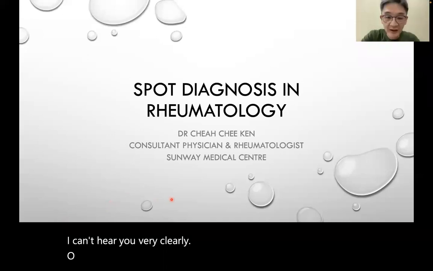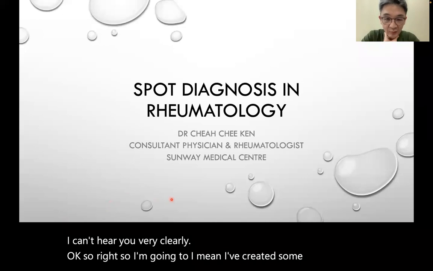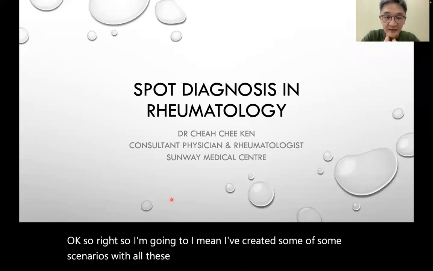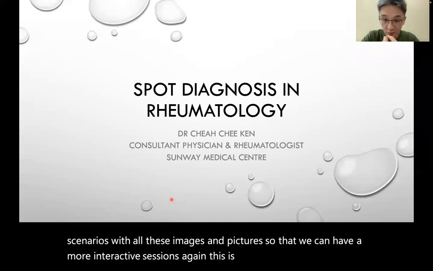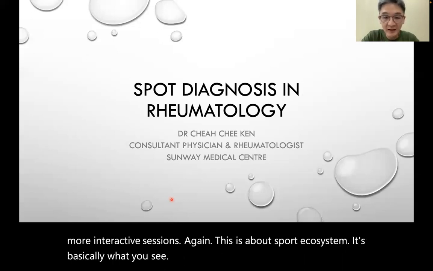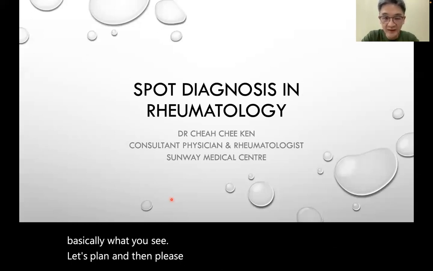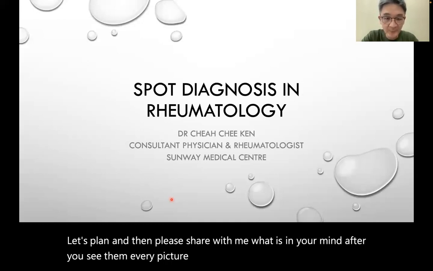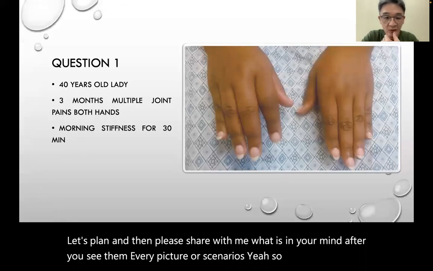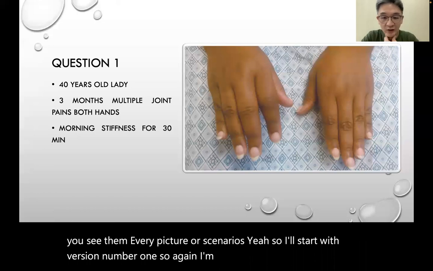So I've created some scenarios with all these images and pictures so that we can have a more interactive session. Again, this is about spot diagnosis in rheumatology. It's basically what you see at first glance, and then please share with me what is in your mind after you see every picture or scenario. So I'll start off with question number 1.